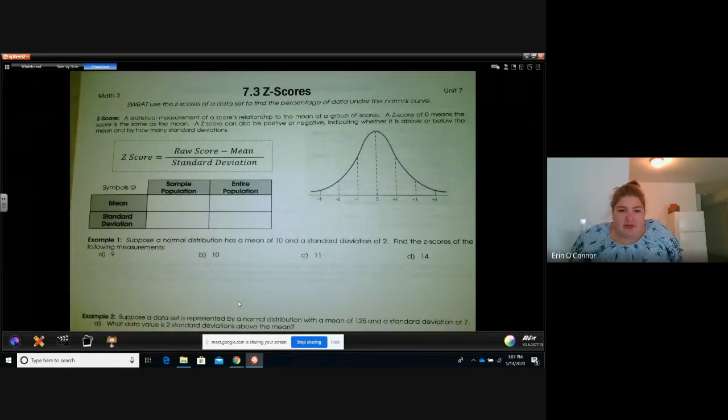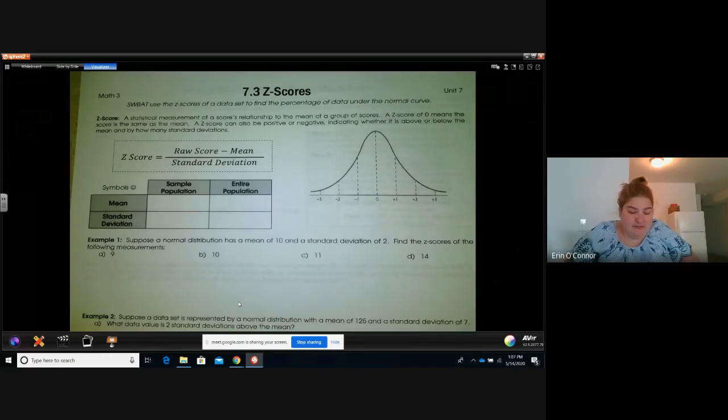A z-score is a statistical measurement of a score's relationship to the mean of a group of scores. A z-score of 0 means the score is the same as the mean. A z-score can also be positive or negative, indicating whether it is above or below the mean and by how many standard deviations. So to find the z-score, you do your raw score minus the mean divided by the standard deviation.